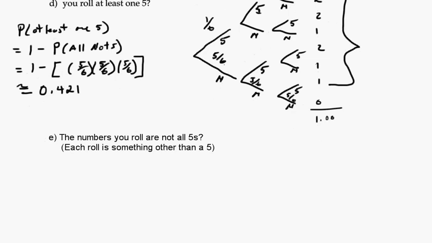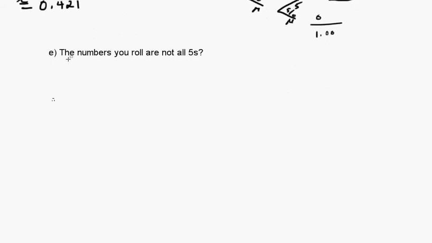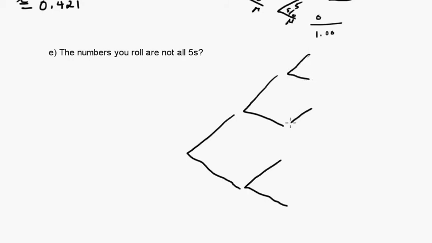The first time I did this video, I was a little confused by this last question, so I'm going to take this out because I was trying to decide what it meant. I finally figured it out by doing a tree. The numbers you roll are not all 5s. That's hard for me to process, so I'm going to go back through again and do a tree, because I don't like the other one that I drew. It was kind of messy.